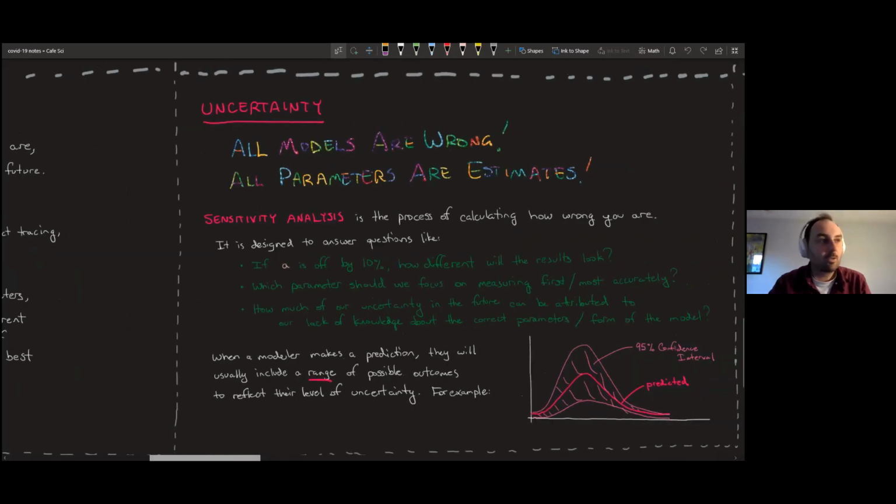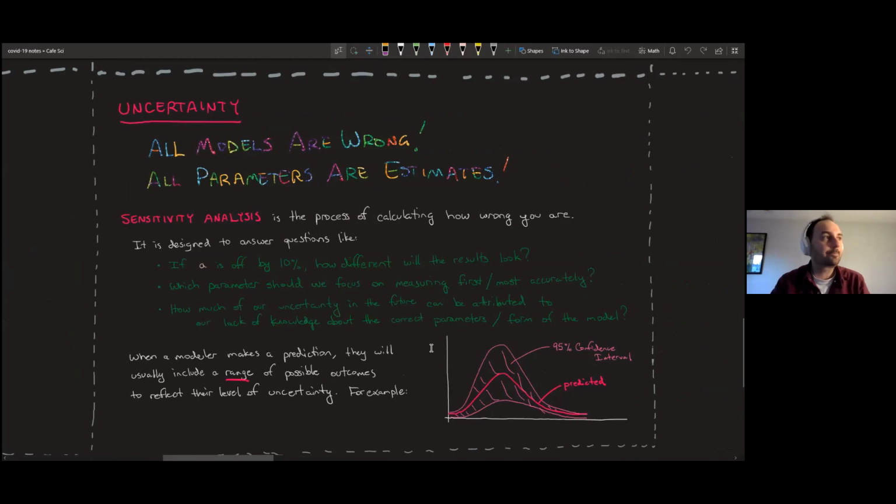And finally, the last thing that we need to talk about is uncertainty. All models are wrong. This is the first thing we talk about when we teach a modeling class. We say all models are wrong, and all parameters are estimates. And it's really important to know that. But if you do keep that in mind, it's totally possible to come up with really valuable results that can still be really, really useful.